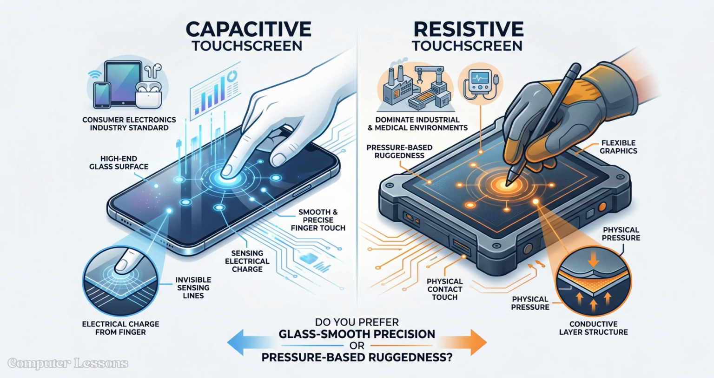High-end capacitive glass remains the industry standard for consumer electronics, but specialized resistive screens still dominate industrial and medical environments. The choice between these technologies depends entirely on the specific environment and the requirements of the user. Considering your daily usage, do you prefer the glass-smooth precision of capacitive screens or the pressure-based ruggedness of resistive touch?